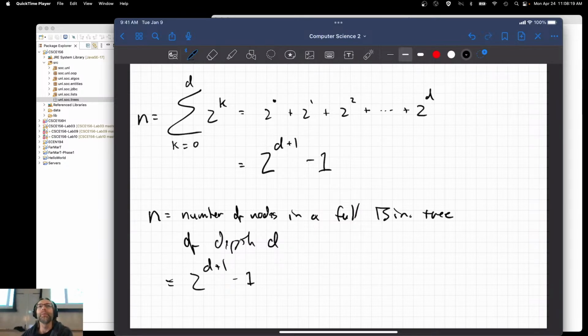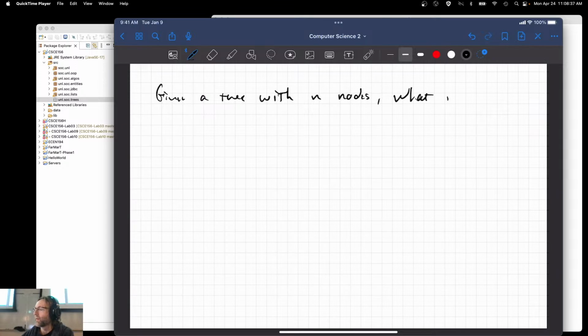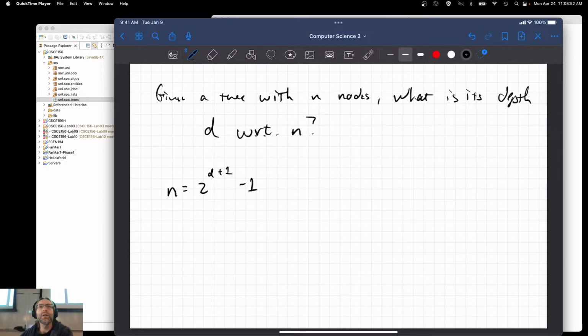Now, why is that important? Let's look at it from the other perspective. Here's the next question, right? Given a tree with n nodes, what is its depth, d, with respect to n? Remember that n is equal to 2 to the d plus 1 minus 1. In other words, the question I'm asking here is solve for d.